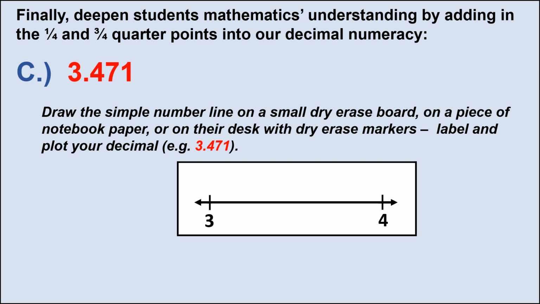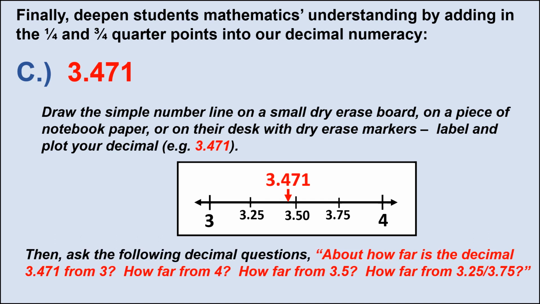Halfway between 3 and 4 is 3 1/2. And then equidistance between 3 and 3.5 is 3.25. Similarly, halfway between 3.5 and 4 is 3.75. We know our decimal is about 3.47, so we can bring that in and plot it.